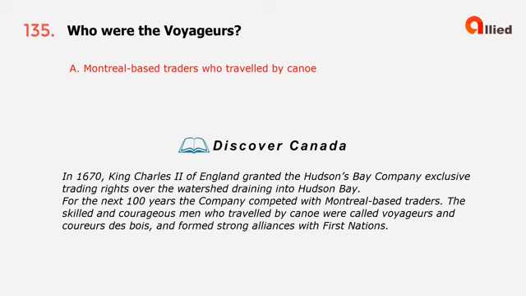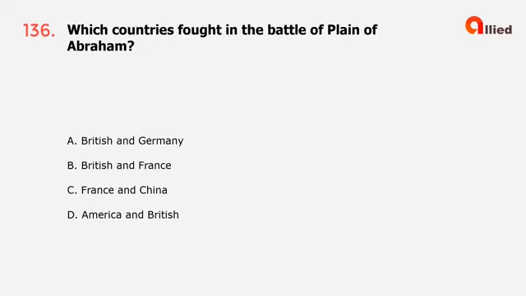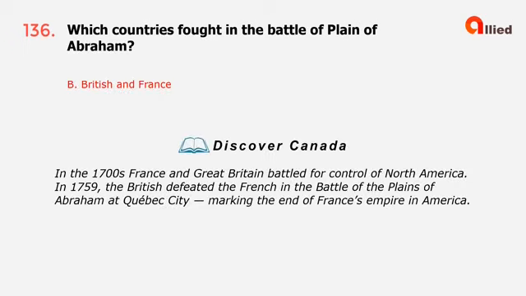Question 136. Which countries fought in the Battle of Plain of Abraham? A. British and Germany. B. British and France. C. France and China. D. America and British. The answer is B. British and France.